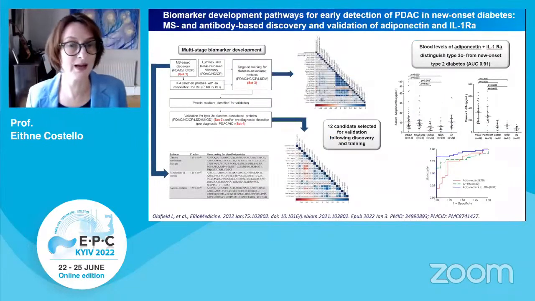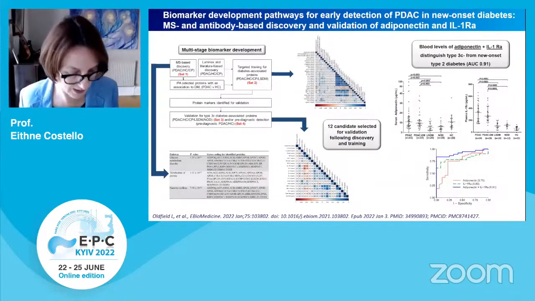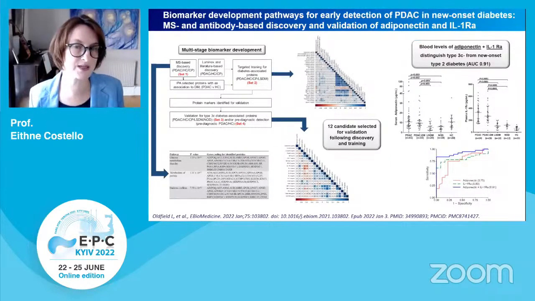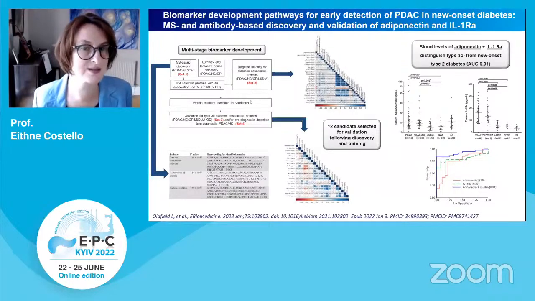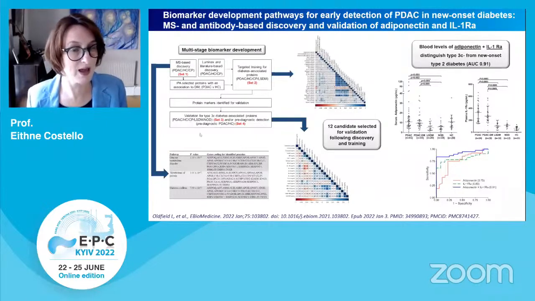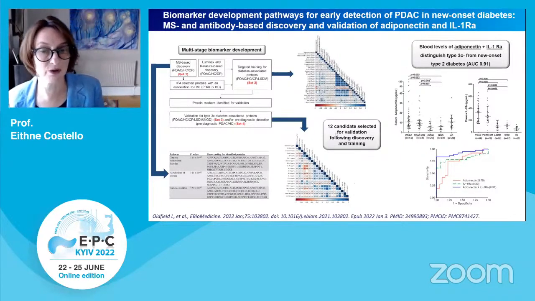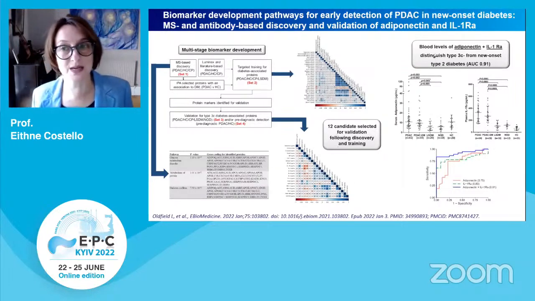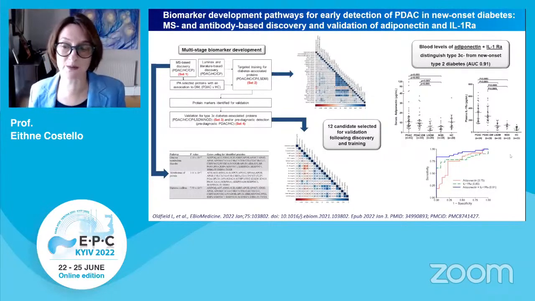So our own work, based on mass spectrometry, proteomic approaches and validation using mass spectrometry and/or ELISA assays, allowed us to enrich or study proteins that are related to diabetes. And we identified candidates for validation, leading to the identification of 2 proteins, adiponectin and IL-1 array, that distinguish type 3C diabetes from new-onset type 2 diabetes.